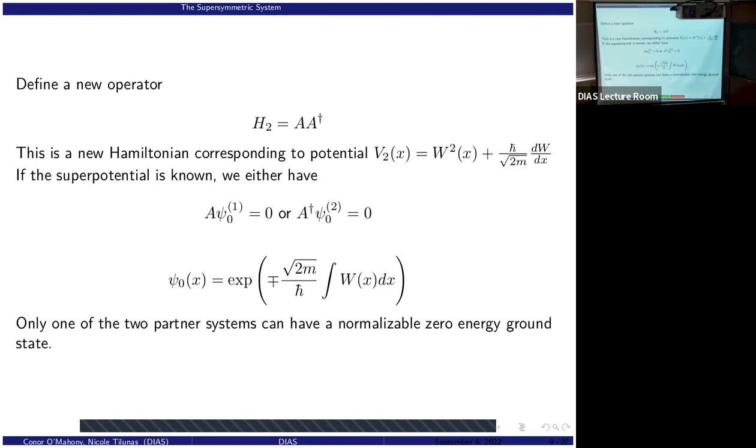And for dW/dx less than zero, that corresponds to the second case here, where A dagger psi zero is equal to zero. So if we just calculate dW/dx for a system and we see if it's greater or less than zero, then we know which operator is acting as the annihilation operator and which is acting as the creation operator. And then we just go from there.